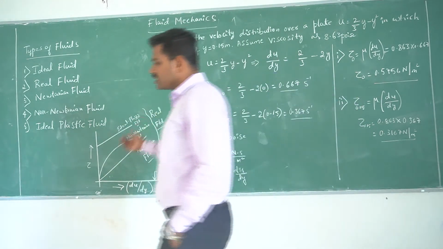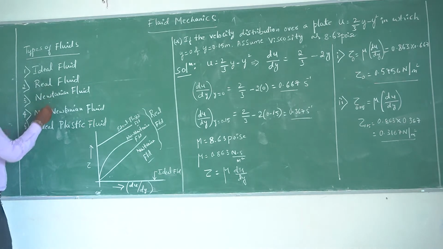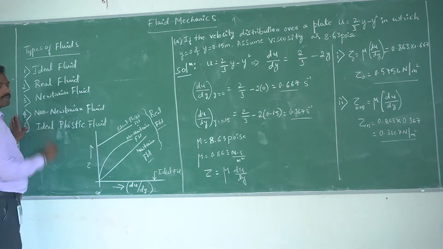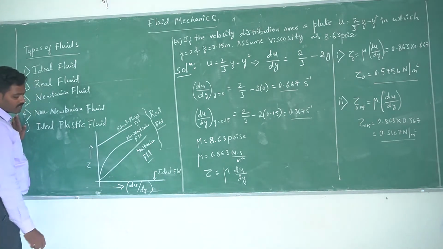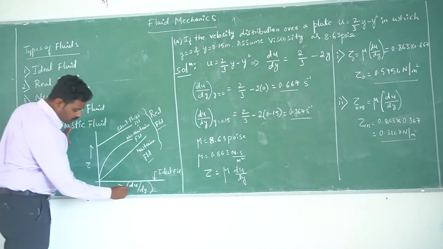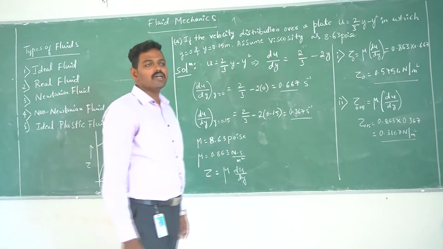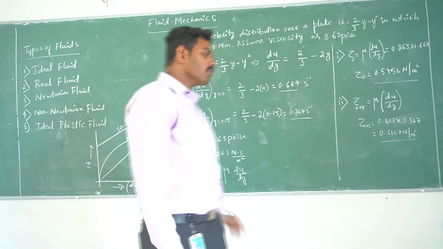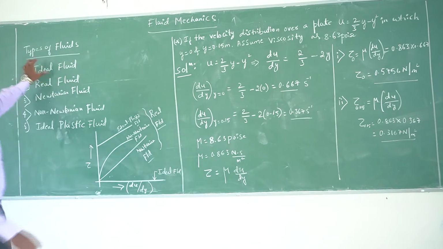So here we can see the types of fluids: ideal fluid, real fluid, Newtonian fluid, non-Newtonian fluid, and ideal plastic fluid. And here it is also in terms of graphical representation. Here tau represents the shear stress, and du by dy represents the velocity gradient, or what we can say is shear strain. The first one is the types of fluids according to Newton, the ideal fluid.